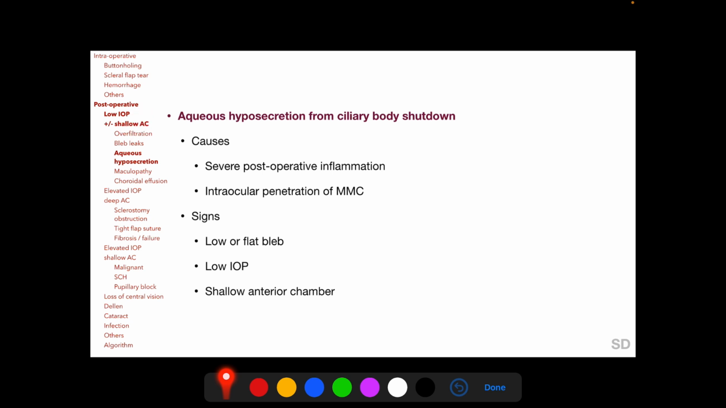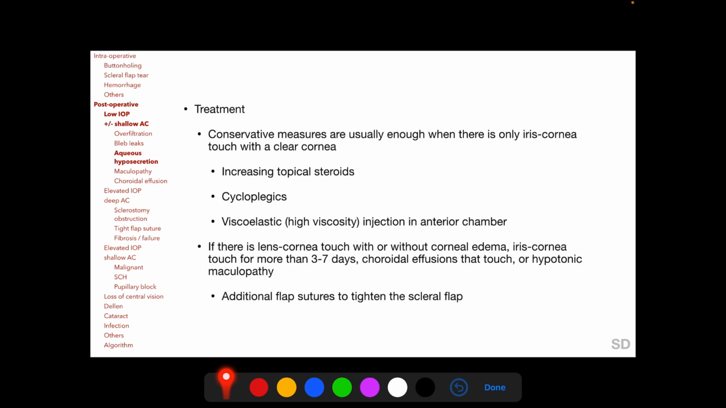Aqueous hyposecretion from ciliary body shutdown can also present with low intraocular pressure with or without a shallow anterior chamber, and it is usually caused by either a severe post-operative inflammation or intraocular penetration of mitomycin C. In patients with aqueous hyposecretion, we will find, in addition to low intraocular pressure and a shallow anterior chamber, a low or a flat bleb. Treatment of aqueous hyposecretion is similar to other causes of low intraocular pressure such as overfiltration and bleb leaks, except for increasing the frequency of topical steroids.